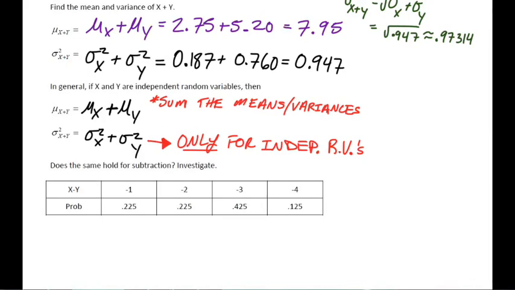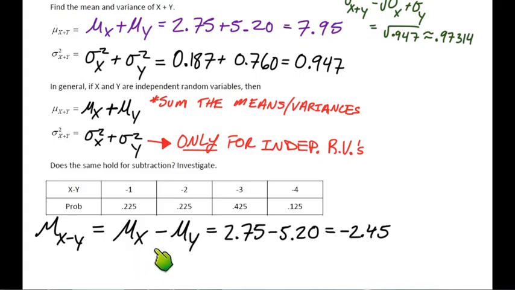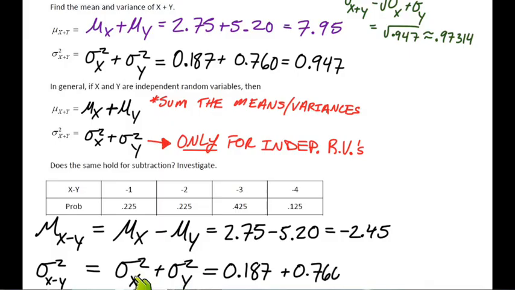The next part says, does the same hold true for subtraction? So if we did x minus y, here's the values we might come up with, and then there's their probabilities. If we were to show the mean by hand, our value is equivalent to taking the mean of x and subtracting the mean of y, which we know both of those, which is negative 2.45 for the new mean. Okay, so that really shouldn't be surprising. What may be surprising to you is that the variance of this x minus y random variable is actually the exact same as the variance we got when we took the sum. So the variance is still 0.947.